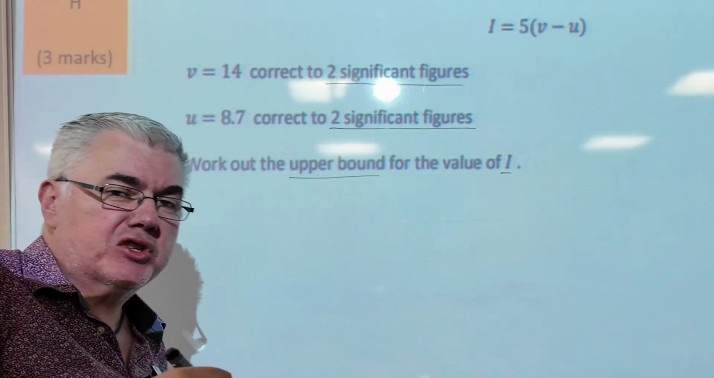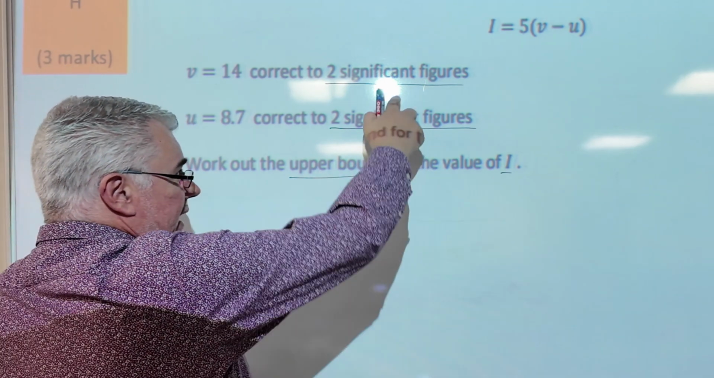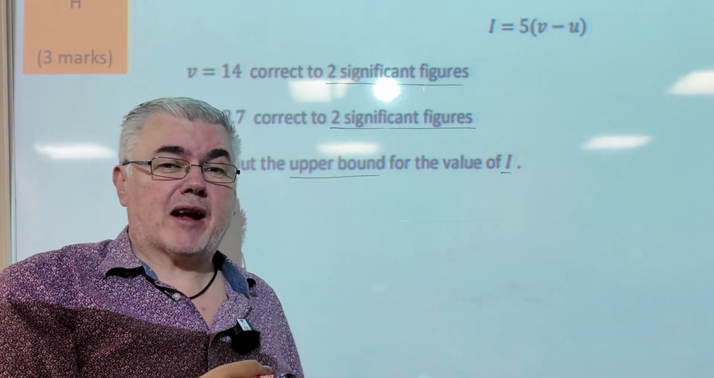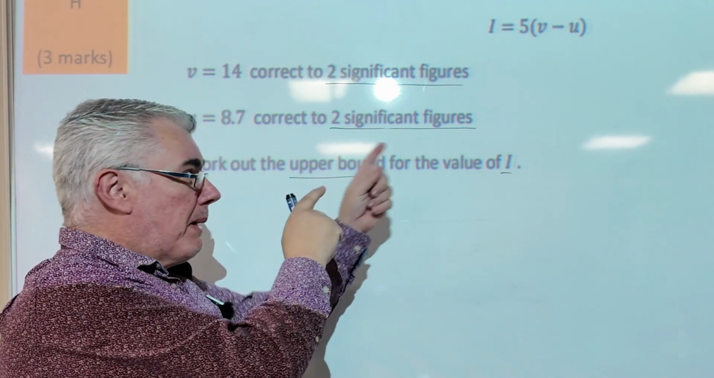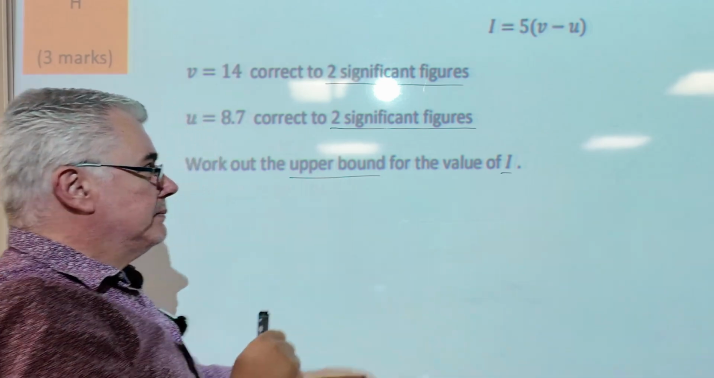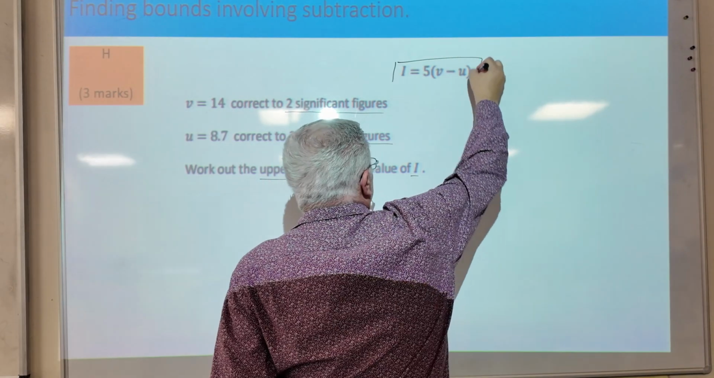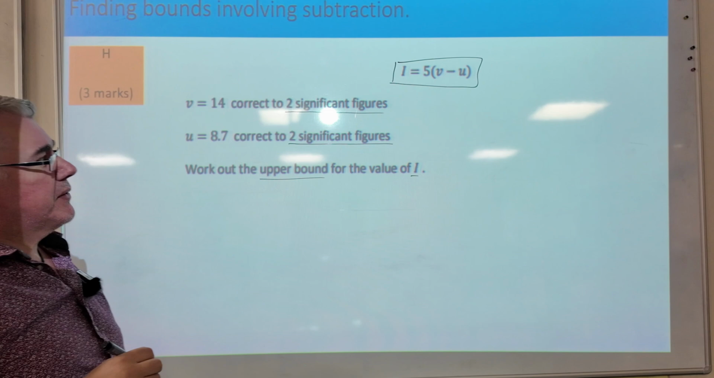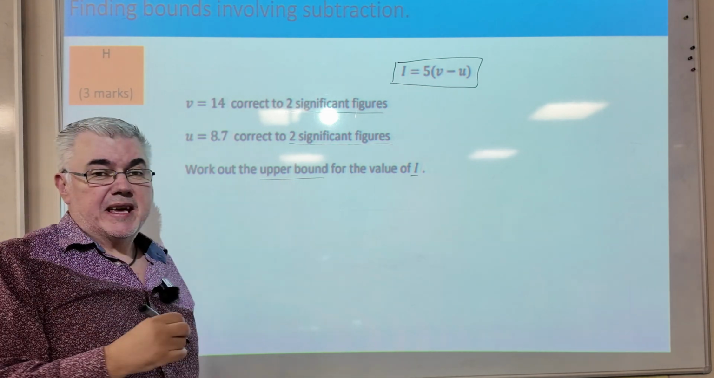If the question didn't mention bounds, and they don't have to, this would be the giveaway. These numbers have already been rounded. What could they have been? Bounds are always what could it have been. They've given me an equation. I think I said L, but it's I. I equals 5 multiplied by V minus U.